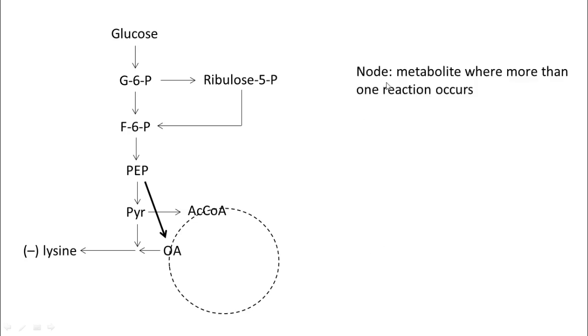Let us now define a node, which is the metabolite where more than one reaction occurs. So there are three principal nodes or branch points in this network. G6P, where there is branching, more than one reaction occurs. And then PEP, which goes into oxaloacetic acid, and pyruvate, which goes to oxaloacetic acid and L-lysine. Okay. So these are the three branch points here. These are the ones that one focuses on to do nodal rigidity analysis.